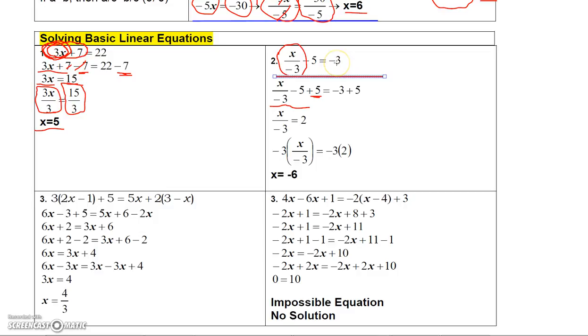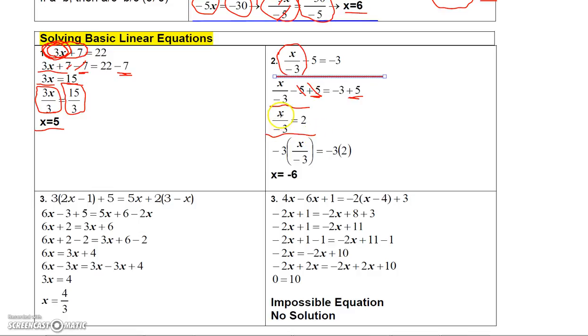And remember, I can do that as long as I do it to the other side. So I add 5 to the other side. Now, these 5's cancel, so I'm just going to have x over -3. And over here, -3 plus 5 is 2. So I have x over -3 equals 2.